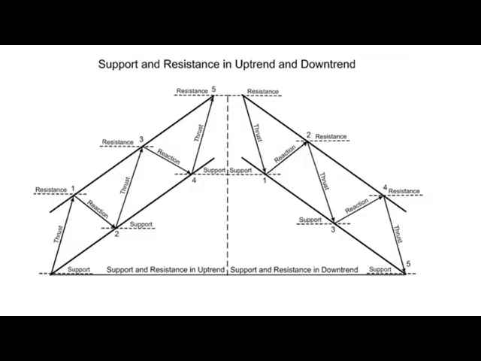In this video, we're going to talk a little bit about support and resistance and how it makes up trends. Trend lines are basically angled lines of support and resistance that identify a trend in a market. It can either be an uptrend or a downtrend. And identification of trends is extremely important when trading.